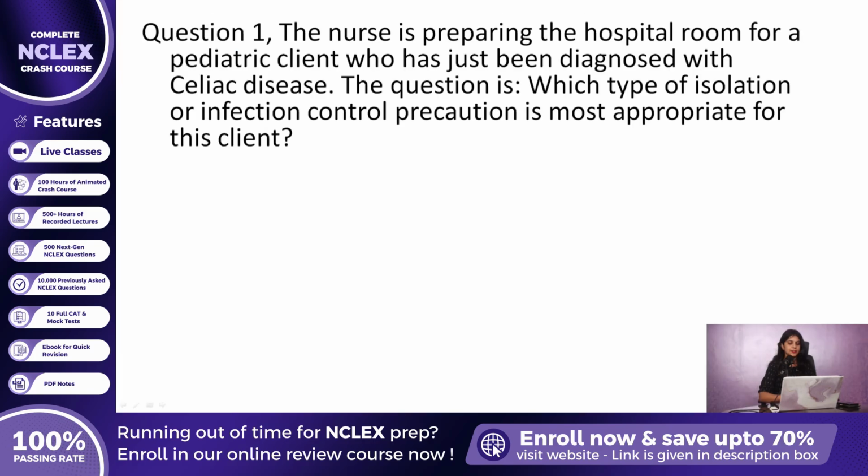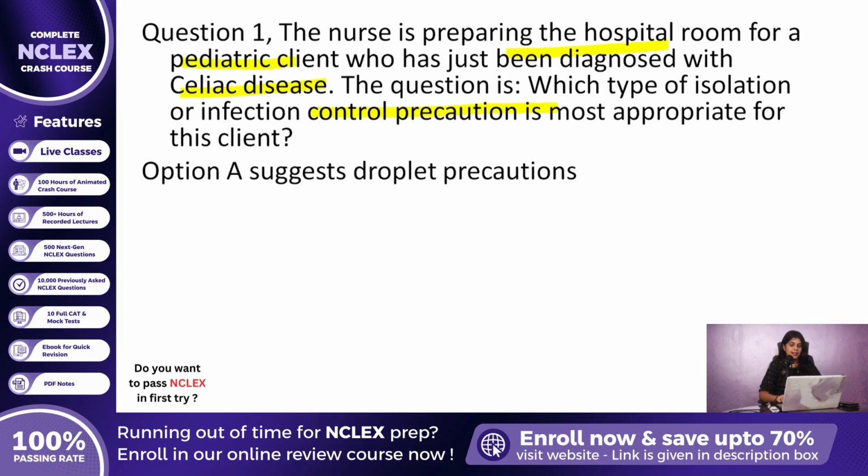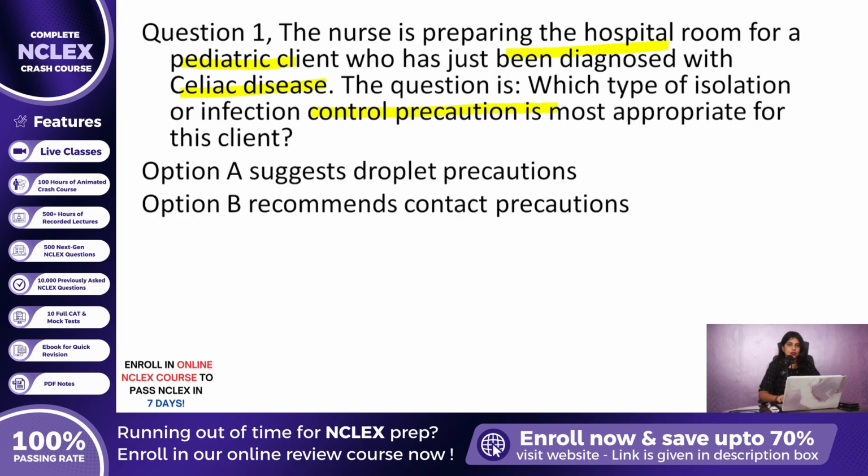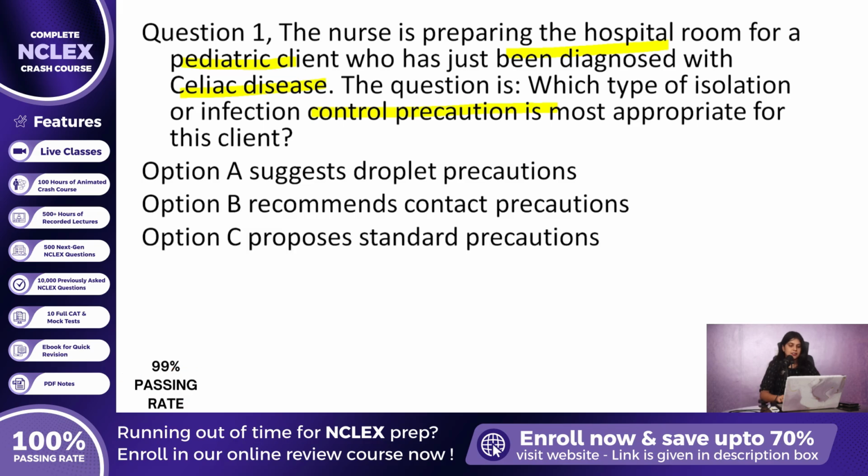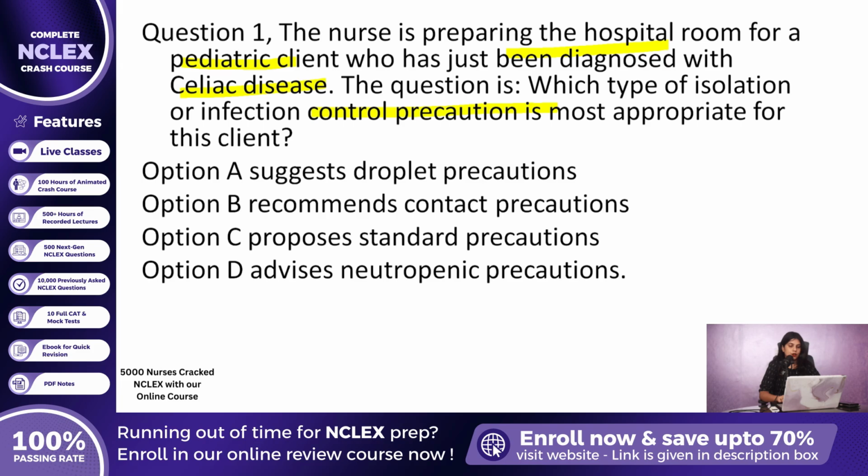The nurse is preparing the hospital room for a pediatric client who has just been diagnosed with celiac disease. The question is, which type of isolation or infection control precaution is most appropriate for this client? The options are as follows. Option A suggests droplet precautions. Option B recommends contact precautions. Option C proposes standard precautions. And Option D advises neutropenic precautions.